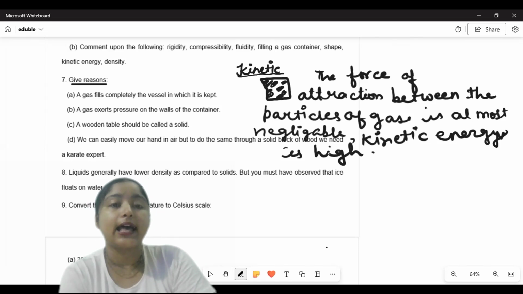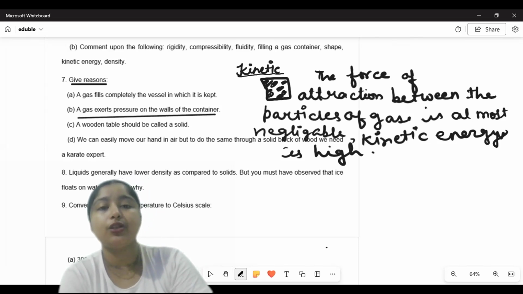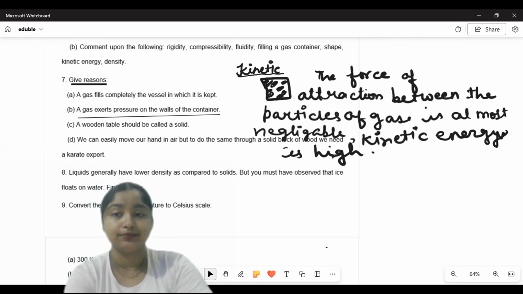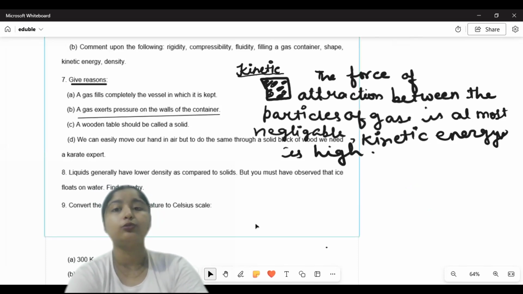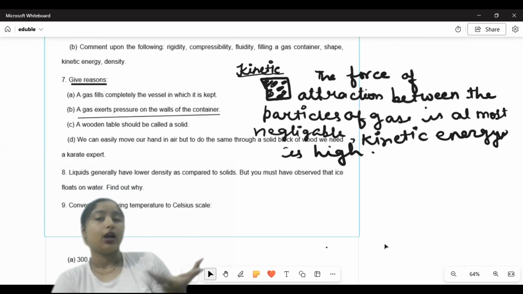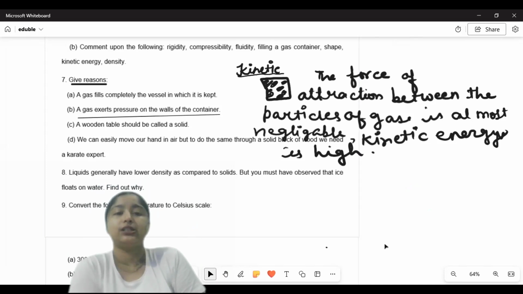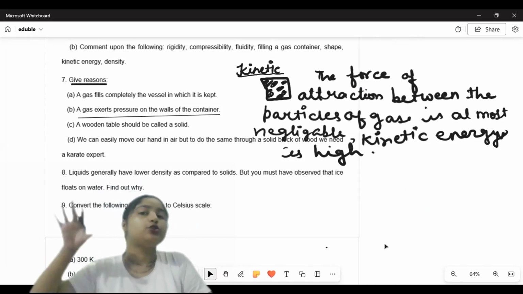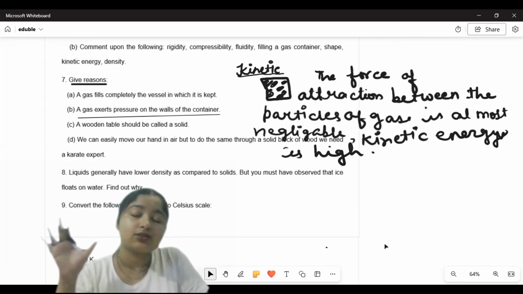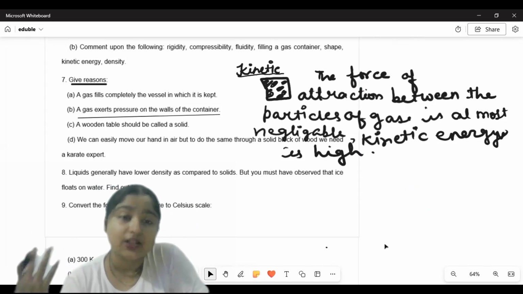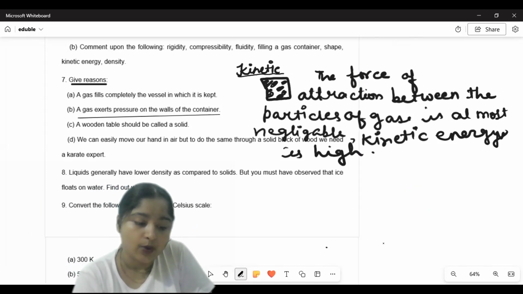It says a gas exerts pressure on the wall of the container. Again, this has pretty much the same logic if you look at it through the context of gases, because they have very little intermolecular space. So they go to each and every end, and that's why they exert pressure on the wall.